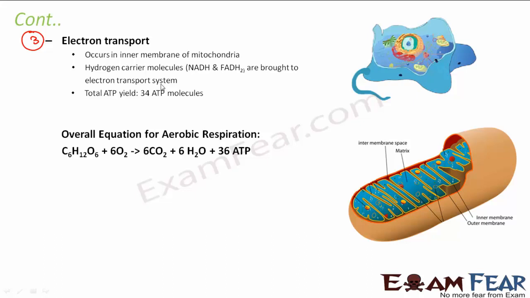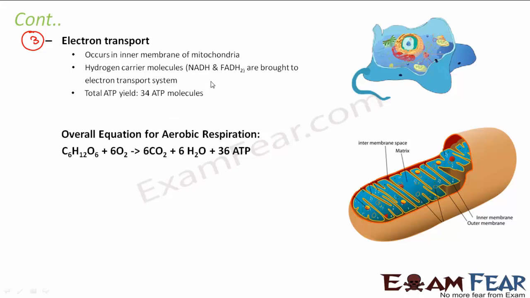Now these molecules are brought to the electron transport system. These molecules start carrying electrons to the electron transport system within the mitochondria. In fact, it will happen on the inner membrane of mitochondria. The hydrogen molecules which were at higher energy levels are brought down to lower energy levels, and in this process eventually a very large amount of energy is released.